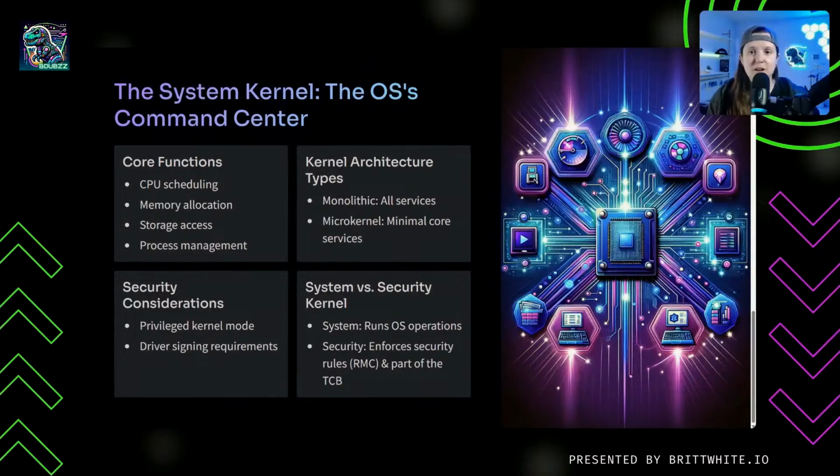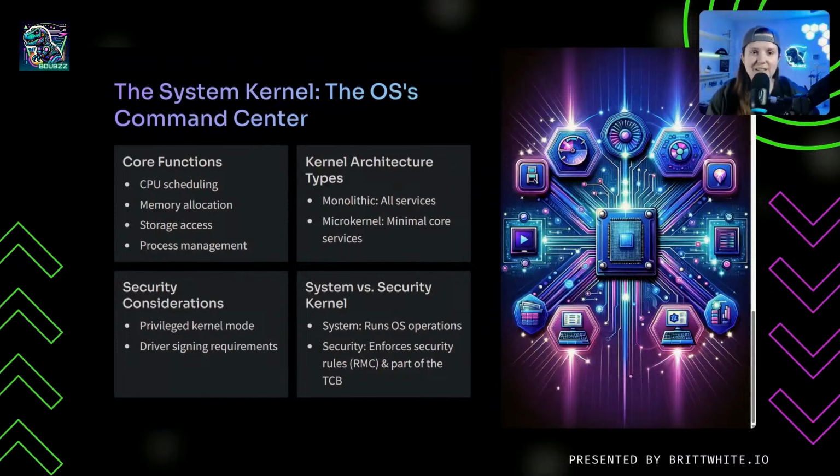If the system kernel is compromised, it's like giving an attacker the master key to every room. That's why modern systems use protective measures like driver signing requirements, where only certified, verified code can run at the system kernel level. So what's the difference between a system kernel and a security kernel?